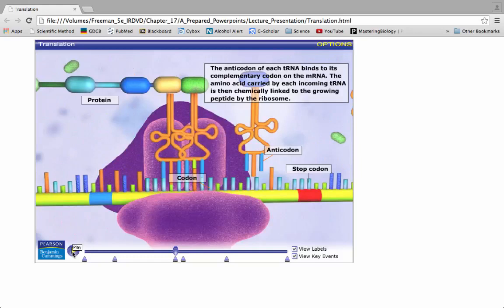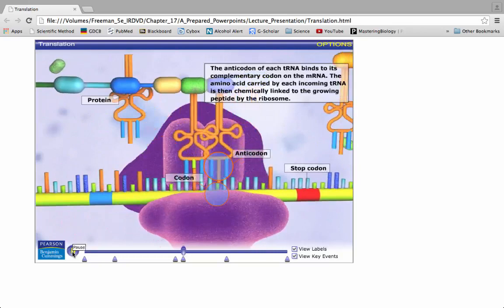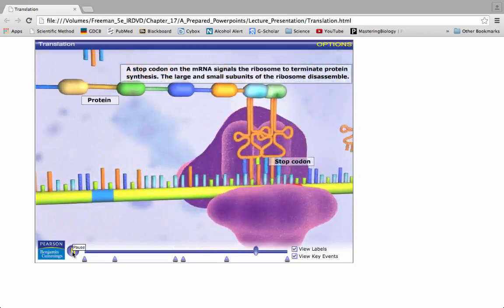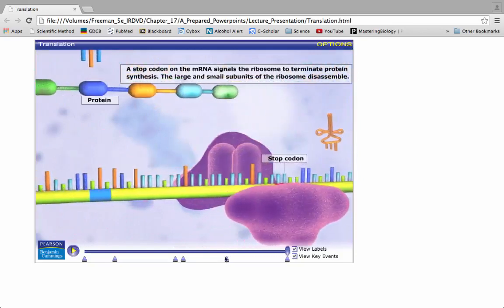The anticodon of each tRNA recognizes and binds to the complementary codon on the mRNA. The amino acid carried by each incoming tRNA is then chemically linked to the growing polypeptide by the ribosome. This process continues until a stop codon is reached, at which point a release factor enters the A site, hydrolyzes the bond between the amino acyl tRNA and the peptide chain, and leads to the disassembly of the ribosomal complex.